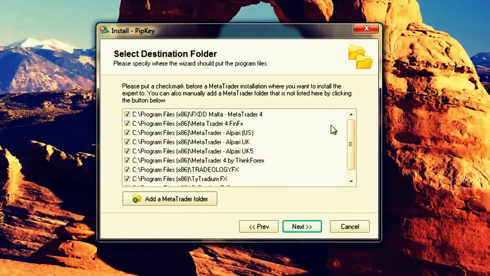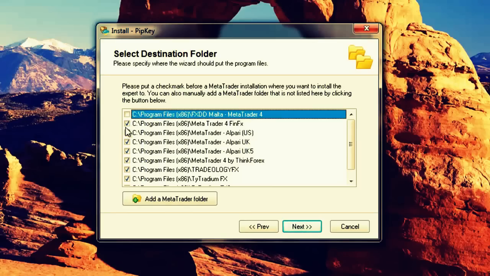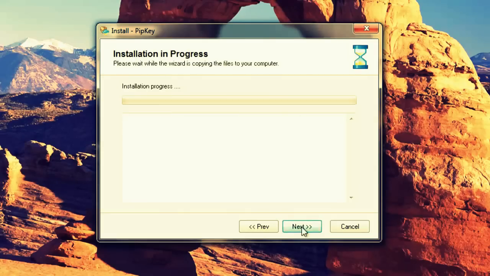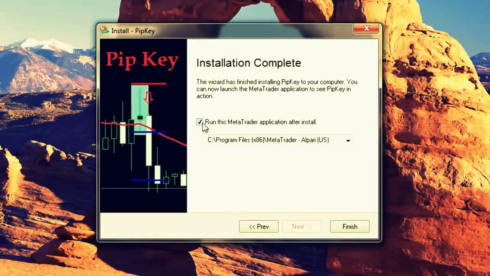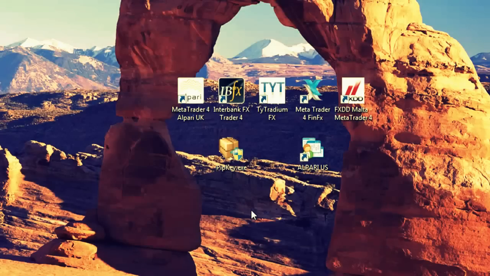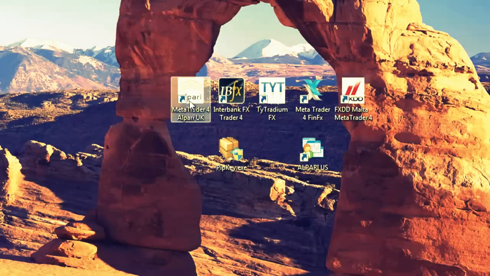Choose the MetaTrader platform where you want to install the indicator. I'll go with a few of them. Click next. Next, again on next. Usually I recommend to uncheck this one and click on finish. Okay, let me open my MetaTrader platform.